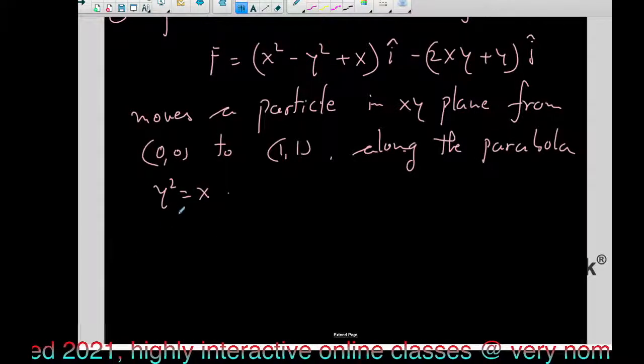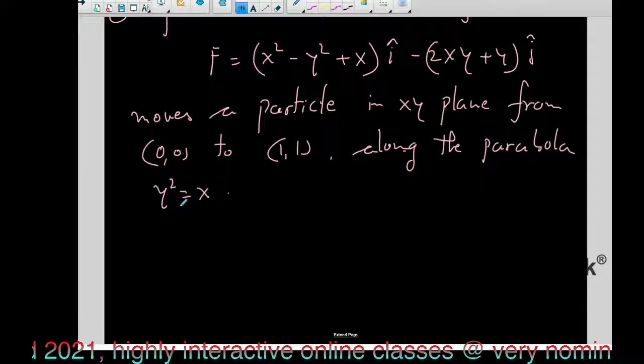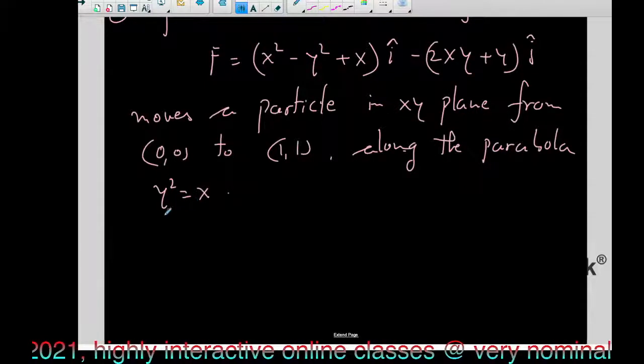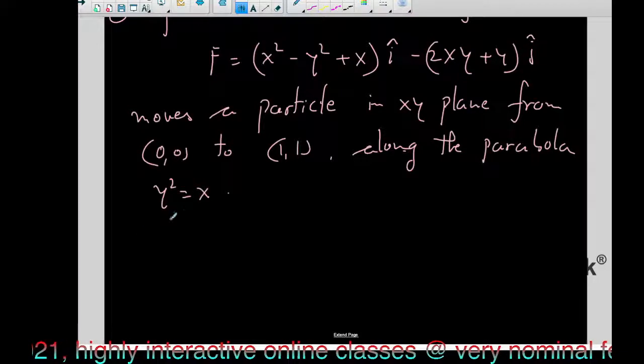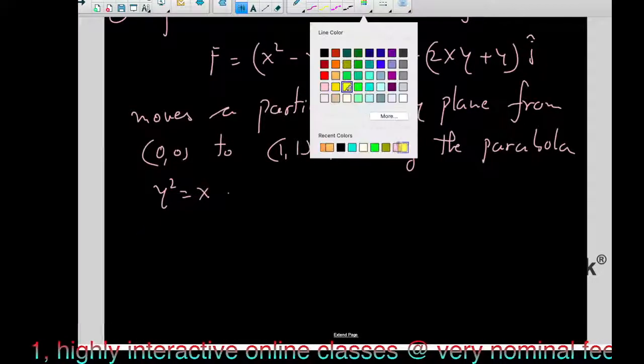But prior to this, you differentiate this also to convert dx in terms of dy. So see here.